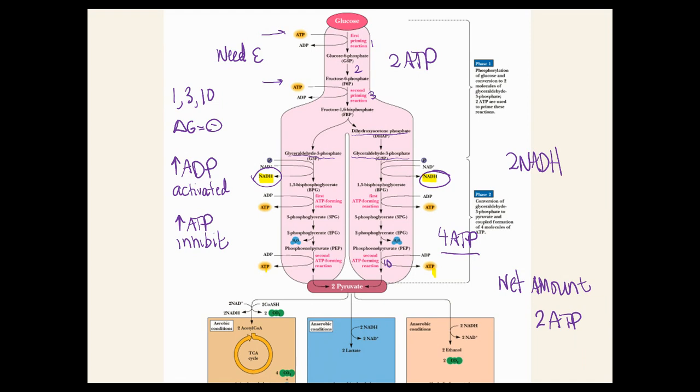So at the end of the day, in glycolysis, you have 2 pyruvate, 2 NADH, and 2 ATP. And now the question is, what happens to the pyruvate? At the bottom of this slide, it gives us 3 possible options, and then I'm going to go through them also on the next slide.